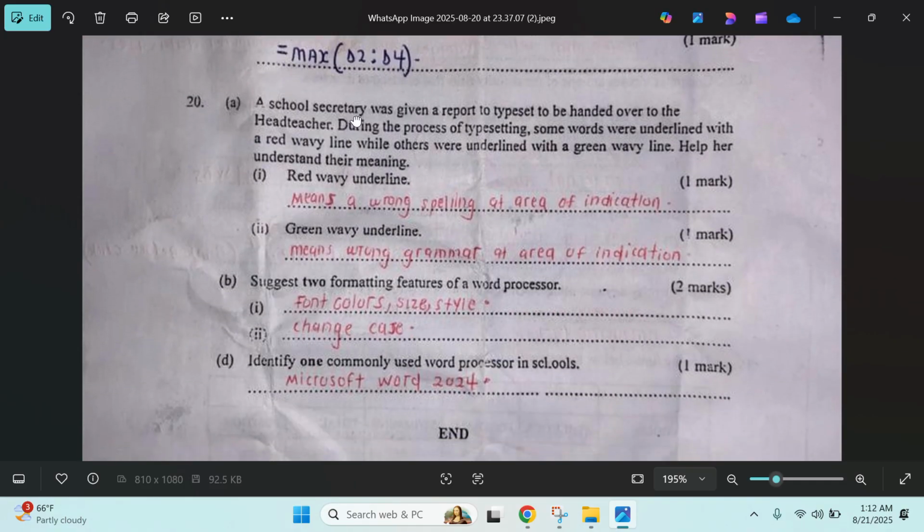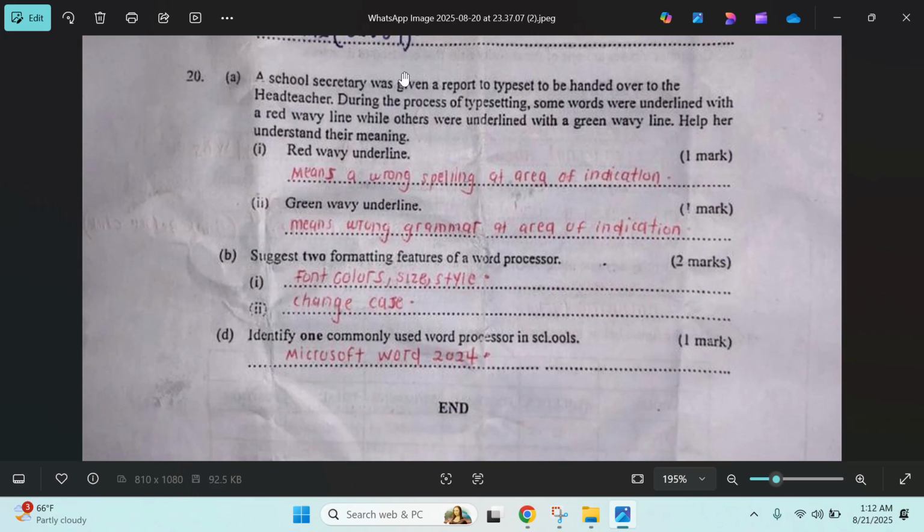And lastly, number 20 of this very paper, Wakissha Senior 6 MOOCs Theory Sub ICT 2025. Number 20 was: a school secretary was given a report to typeset to be handed over to the head teacher.